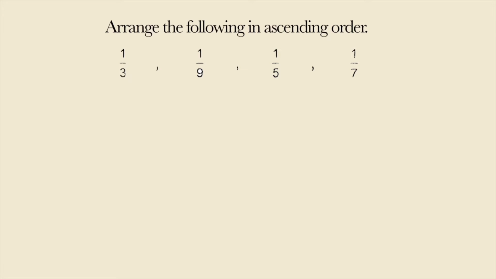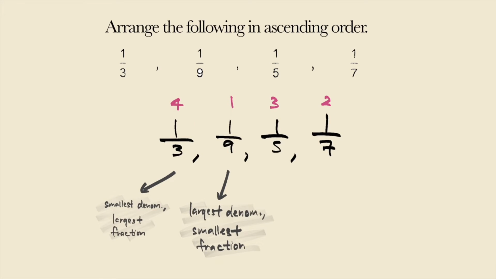All the numerators here are 1s, so in ascending order, let's have the smallest fraction, which is the one with the largest denominator. That's the smallest fraction. And the largest fraction is the one with the smallest denominator. The answer, therefore, listing them down, will be 1/9, followed by 1/7, followed by 1/5, and lastly 1/3.